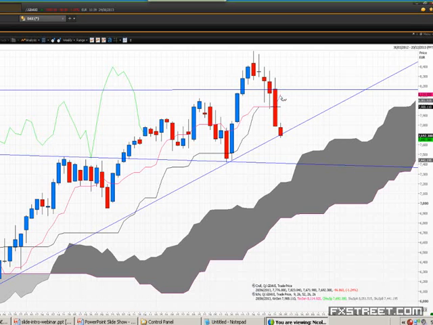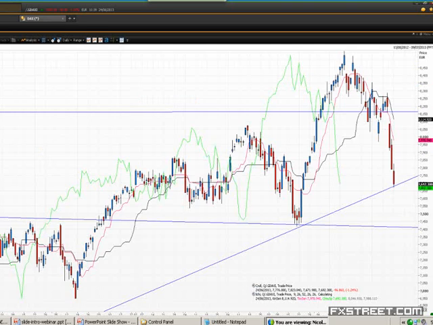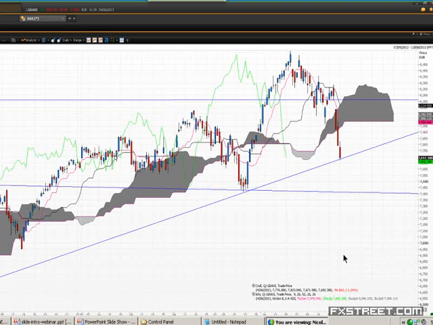The red line here is a 9-week moving average. The black one is a 26-week moving average. And the cloud is pointing higher. Okay? So while we've seen a sell-off in the DAX index, we are supported by the Western trend line, by the fact that the moving averages have not as yet crossed to a short position, and by a steeply rising Ichimoku Cloud.